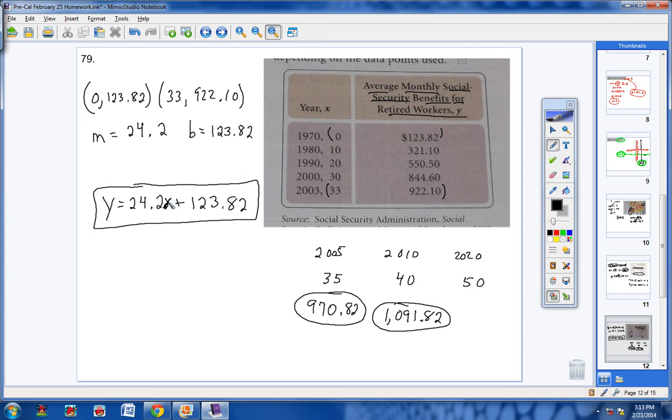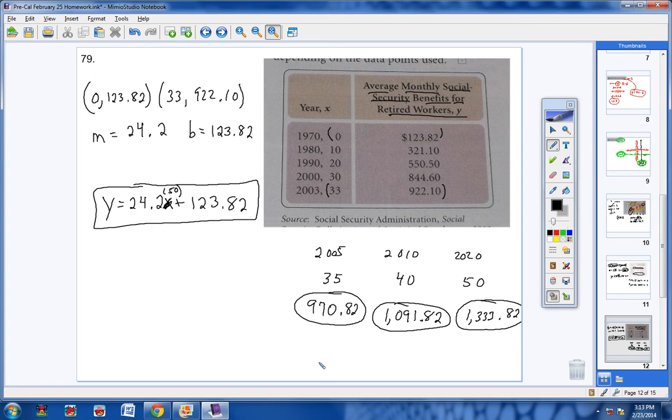And then we're going to put 50 in to get the average monthly amount of Social Security. So where the X is, I'm going to cross that off. We'll put a 50 right there. So 24.2 times 50 plus 123.82 is going to give you $1,333.82 per month in 2020. Okay, so there we go. Same type of problems, just writing linear models and then making predictions.